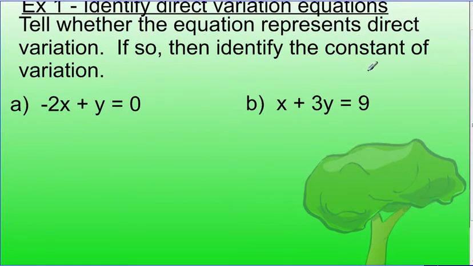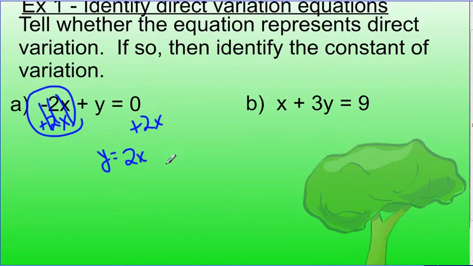So first things first, we have to get y by itself. So we're going to solve for y. No parentheses, no exponents, no same variable on both sides. I do have this being added or subtracted to my y. So I have to get rid of this. So I'm going to add 2x to get rid of a negative. Okay, let's see here. This has an intercept of 0, which means this is direct variation.